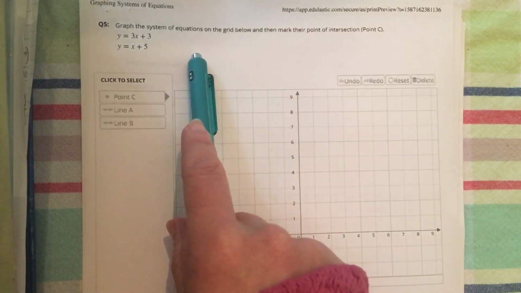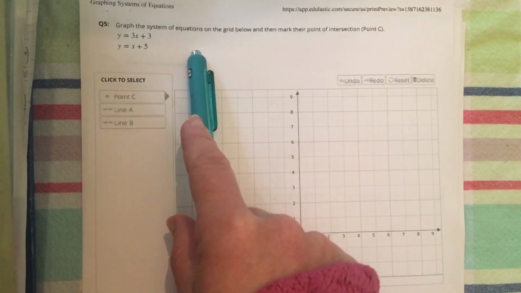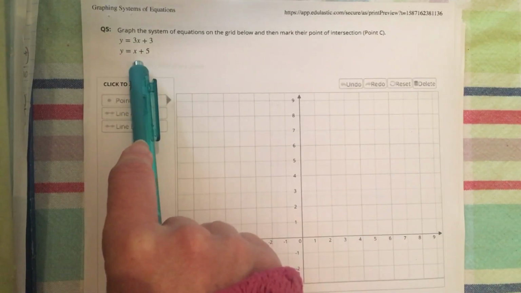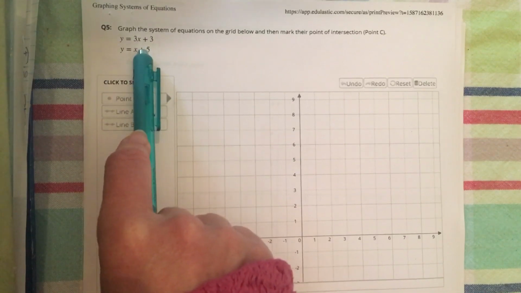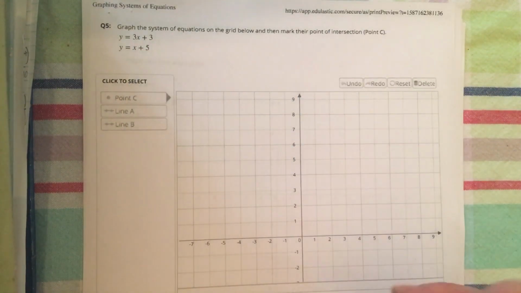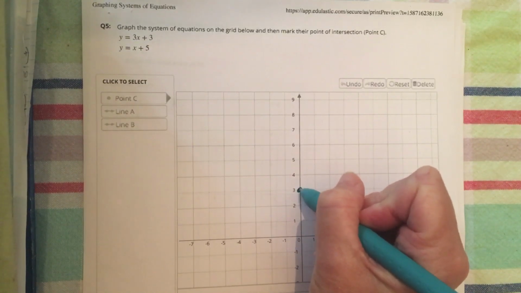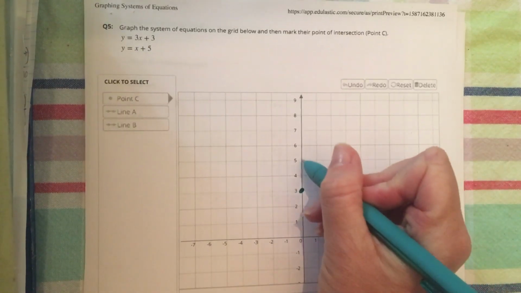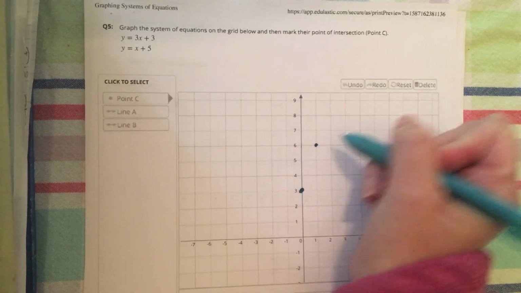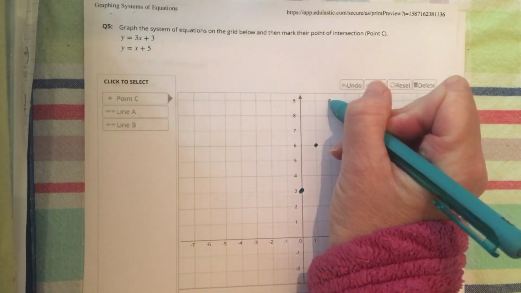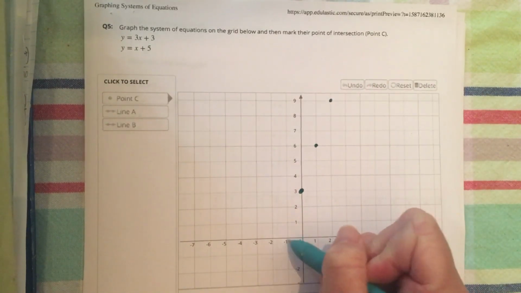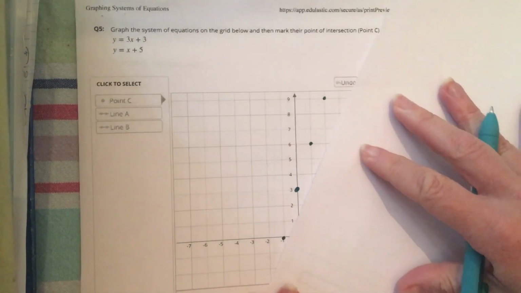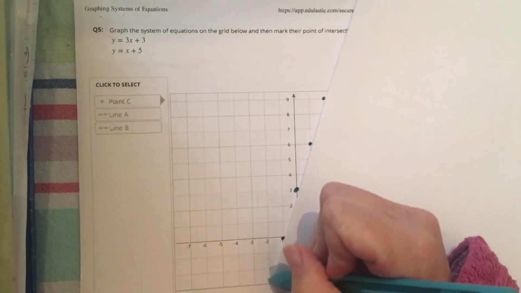This says to graph the systems of equations. So we're going to do that, but then I'm also going to show you how you could solve this algebraically. So reviewing what we know about graphing lines. The first equation is y equals 3x plus 3. So I'm going to start at my y-intercept, and my slope is 3, which means I'm going up 3 and over 1, up 3 and over 1, or maybe down 3 and to the left 1. And then we're going to use our straight edge to connect and extend that line.